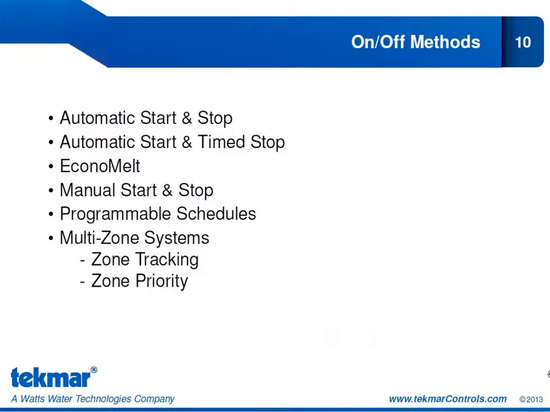Now we'll look at some different on-off methods and how they relate to Tecmar in particular. So we'll look at the automatic start and stop, the automatic start and timed stop. We'll look at a new feature called EconoMelt that I think you're really going to like. We'll review the manual start and stop option, and we'll look at programmable schedules. Now, I did mention them in the last training block when we looked at the applications, that programmable schedules is a great option for car wash businesses. And lastly, we'll look at multi-zone snow melt systems. In particular, we'll look at features that we have called zone tracking and zone priority.